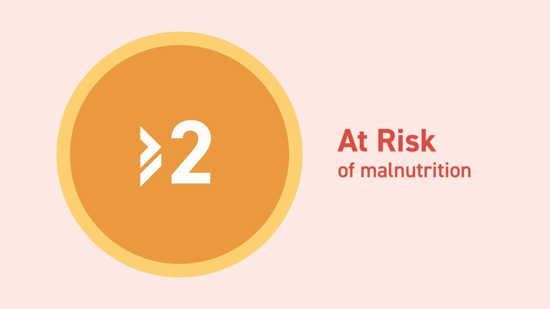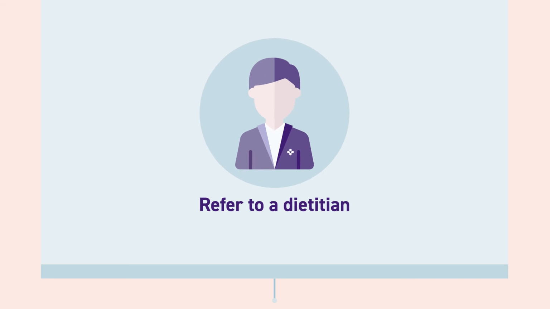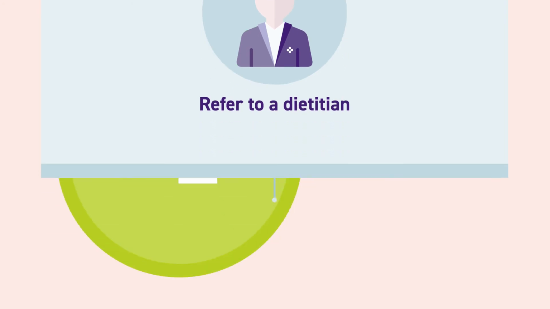If patients score a total of 2 or more, they are considered at risk of malnutrition and should be referred to a dietitian for assessment and treatment. This score helps nutrition services prioritise work by targeting those at greatest risk.